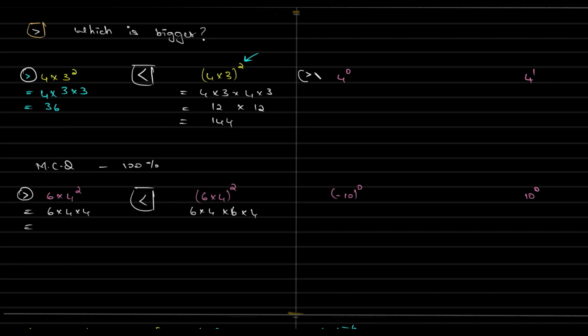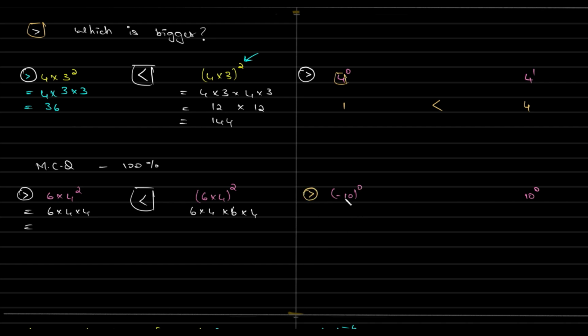Next problem. 4 to the power of 0. What is 4 to the power of 0, or something to the power of 0? 1. 4 to the power of 1 is 4. Clearly, again, right hand side is bigger.